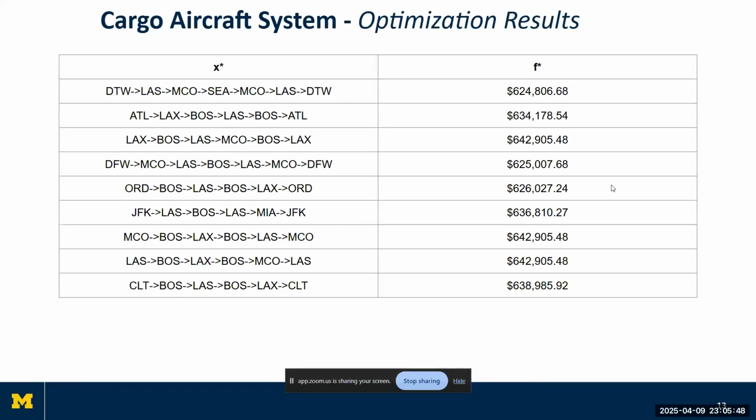Next. Here you can see the results of our optimization. We ran it 9 different times, each starting at a different airport. As you can see on the right, they each outputted a different profit in result of running it with the linked variables into our optimization model.